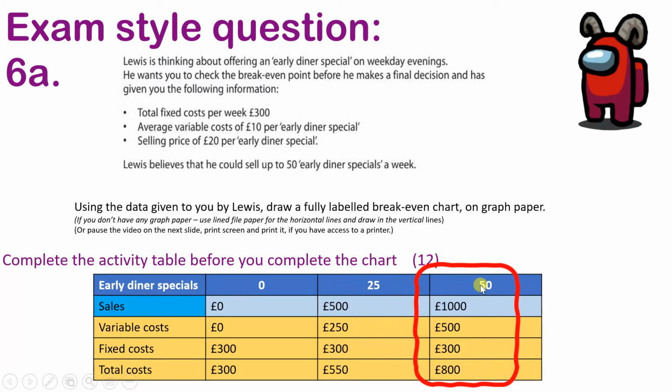And finally, the last column, where we're making 50 of these early diner specials. 50 times £20 sales price gives us a revenue of £1,000. 50 multiplied by £10, which is the variable cost, gives us a total variable cost of £500. Fixed cost does what it says, it's fixed at £300, so therefore our variable and fixed together gives us a total cost of £800.